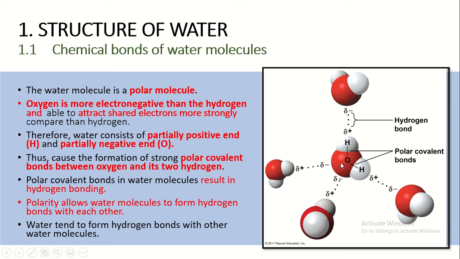Thus, it causes the formation of very strong covalent bonds between the oxygen and its 2 hydrogen atoms inside the water molecule. And these polar covalent bonds in the water molecule also result in hydrogen bonding, in which this polarity allows water molecules to form hydrogen bonds with each other, between one water molecule and another. So water tends to form hydrogen bonds with other water molecules.